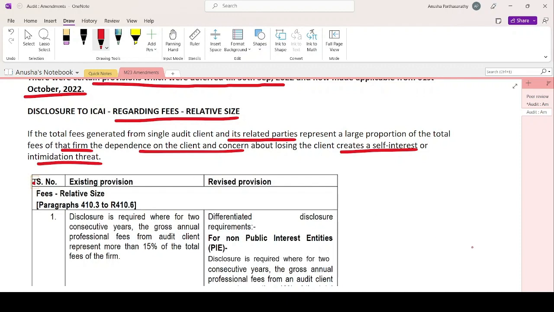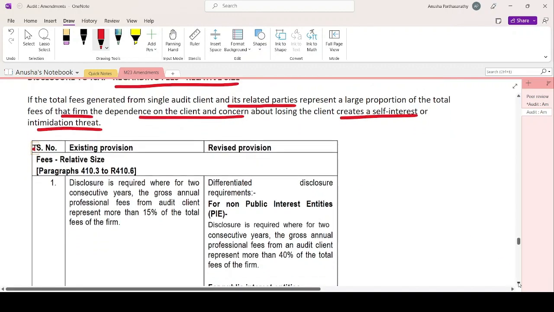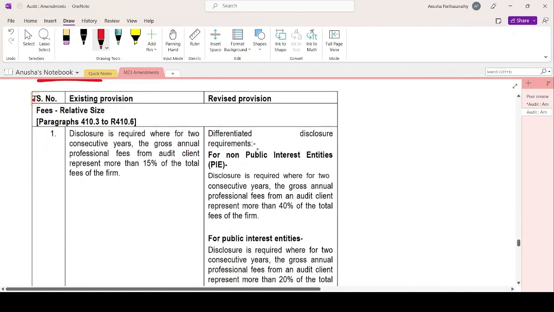That's why they have made a disclosure requirement. Now, this is based on differentiated disclosure requirement. For a non-public interest entity, disclosure is required where for 2 consecutive years the annual professional fees from the audit client represent more than 40% of the fees of the firm. If it represents more than 40% of the fees of the firm from a single client or a related party for 2 consecutive years, then the disclosure has to be made.